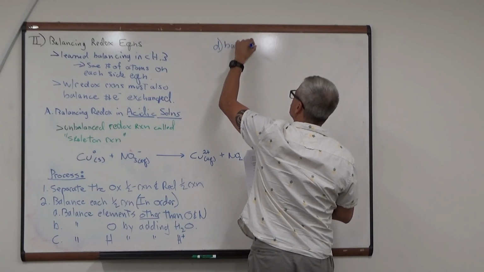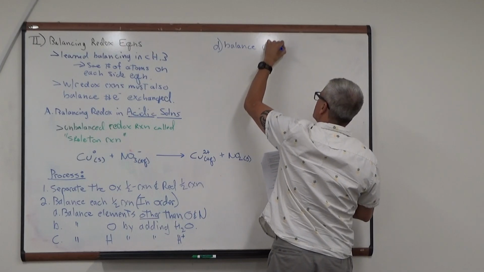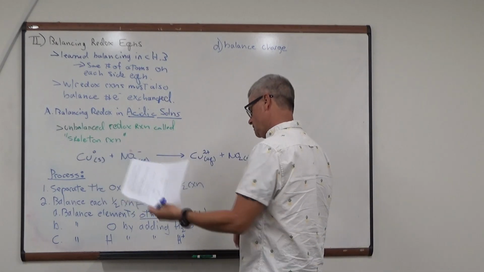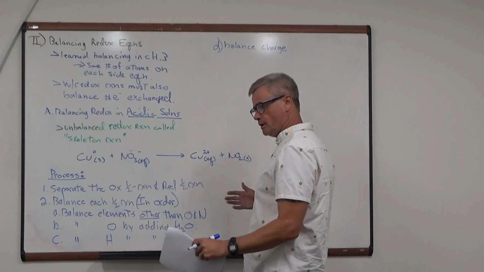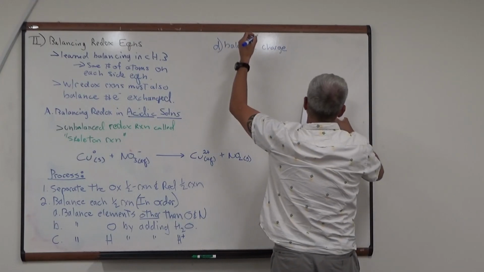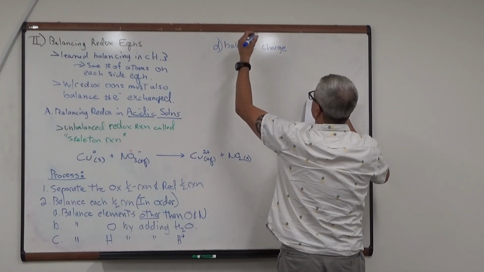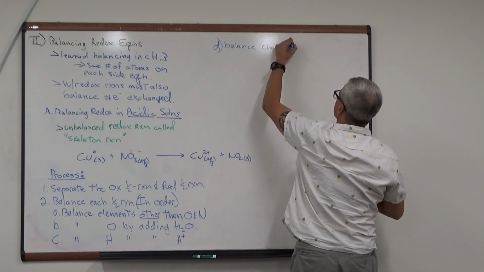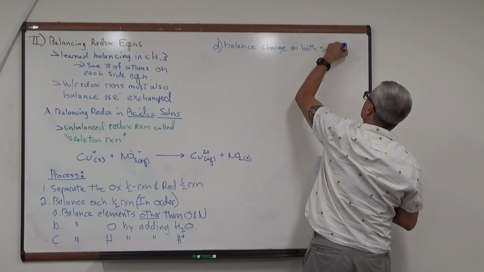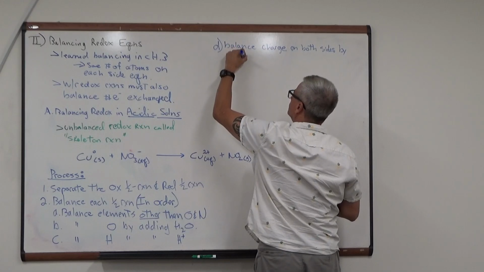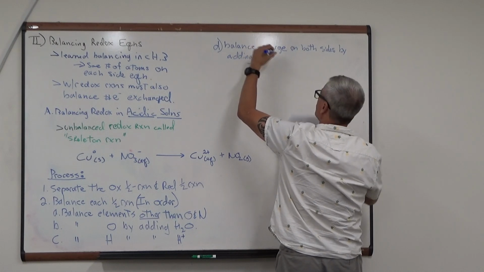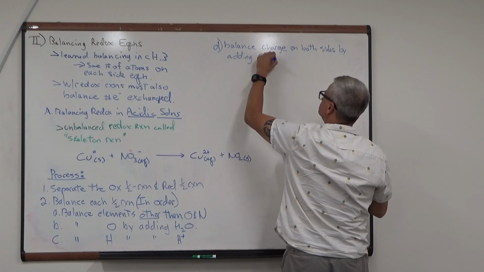Balance charge. The charge on both sides of the half reaction has to be the same. So if it's neutral on one side, it's got to be neutral on the other. If it's +1 on one side, it's got to be +1 on the other side. So you're going to balance the charge on both sides by adding electrons.